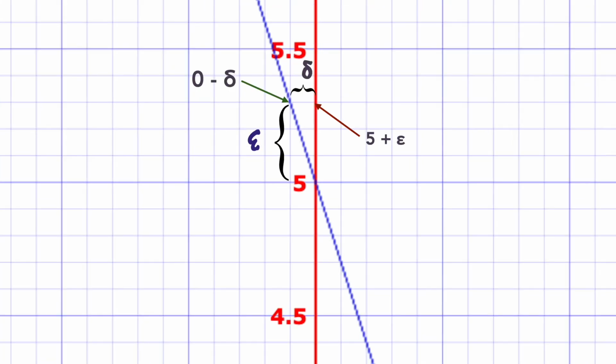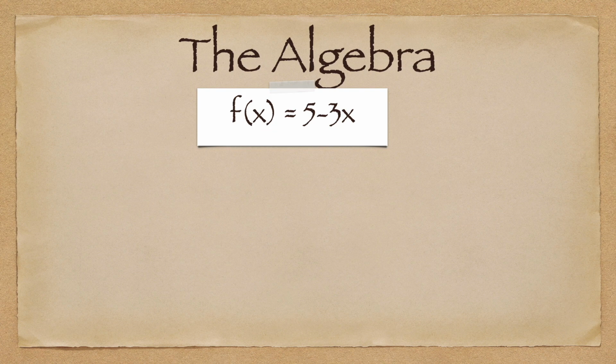So here, the x value corresponds to c minus delta since we have a negative slope. Our c in this case is 0, so we're going to put in 0 minus delta in for x in our function. So let's do the algebra. So we need to put c minus delta into the function and set it equal to the limit plus epsilon.